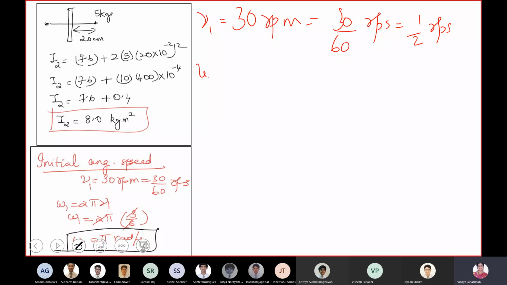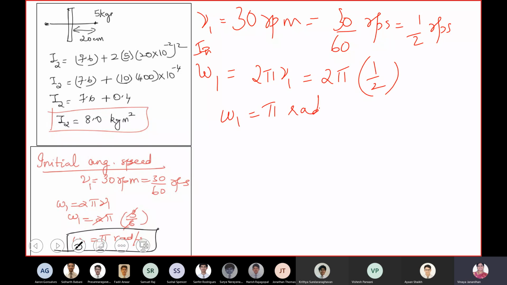So what is the angular speed? This is initial angular speed, omega 1 = 2 pi nu 1. So that is 2 pi into half. So omega 1 is equal to pi radians per second. Boys, is that correct? Now they're asking you to find what will be the final angular velocity.